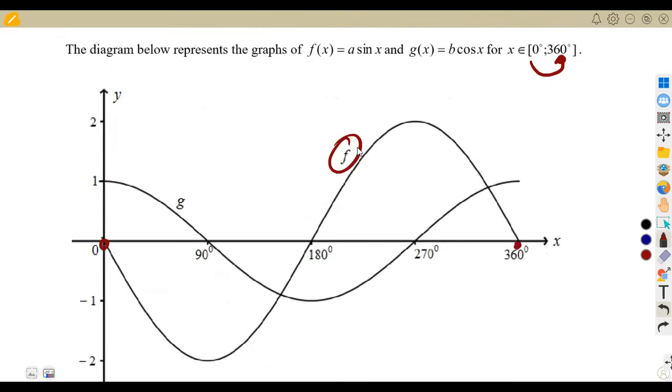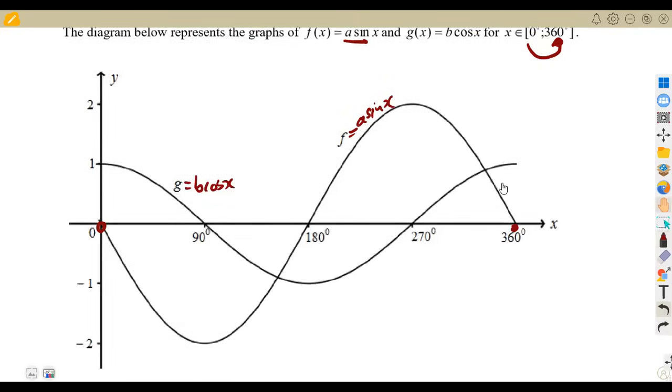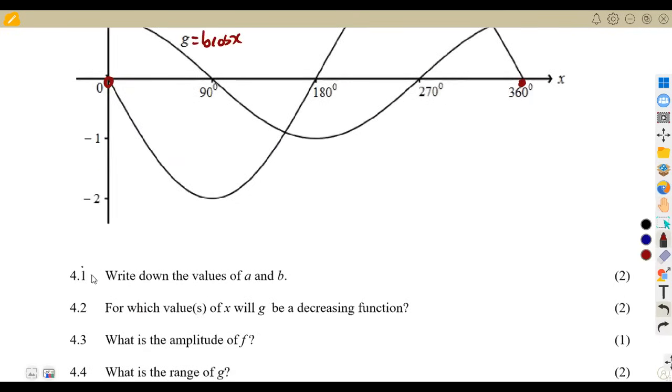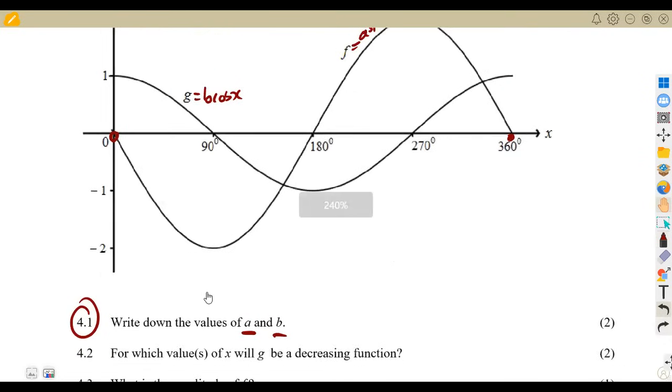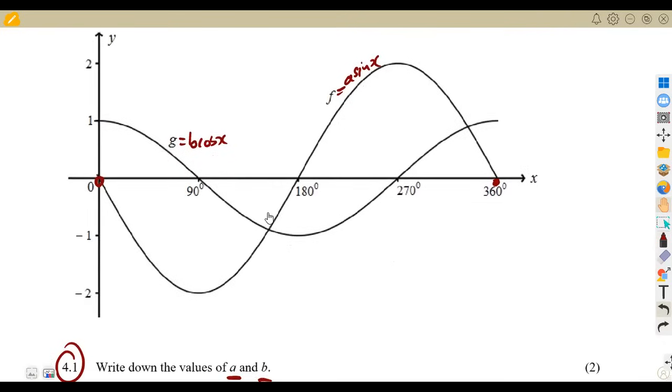All right, so this is our f of x, which is a sin x, this one. Then g of x, which is the one of b cos x. All right, so the question is: write down the value of a and the value of b. So they just ask you to write down, which means they know that you can just be able to read off this value.